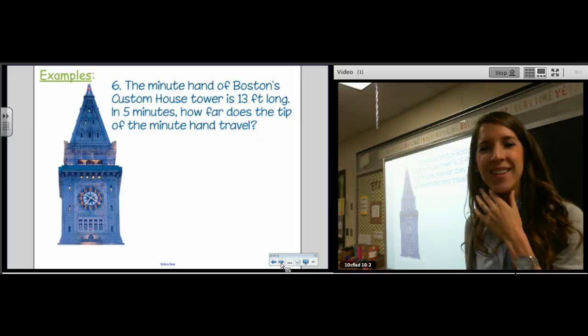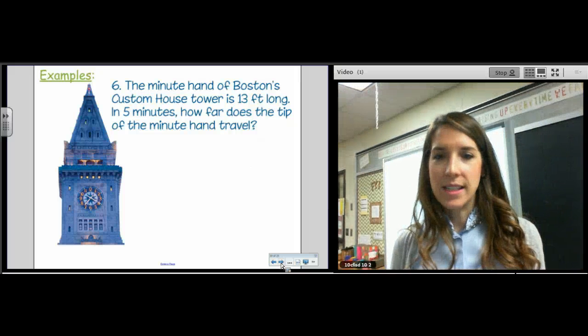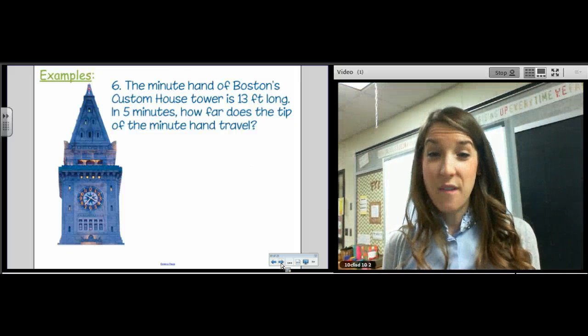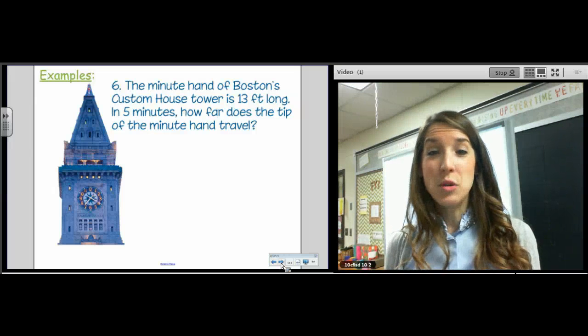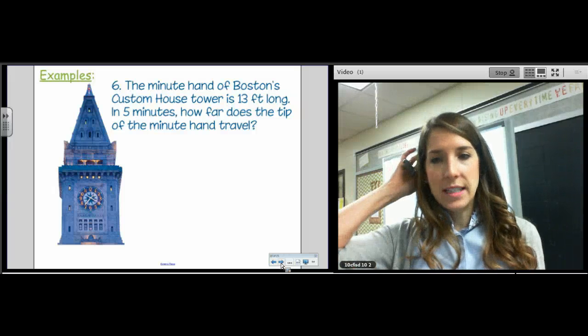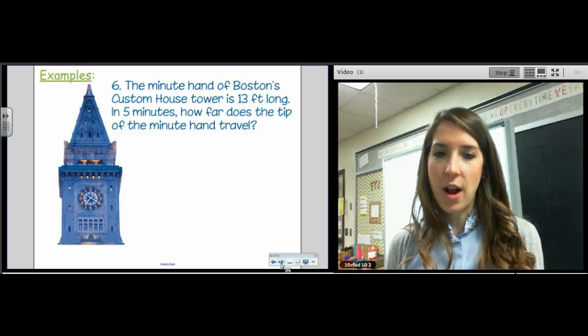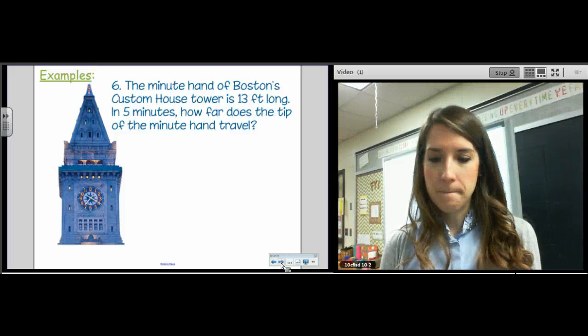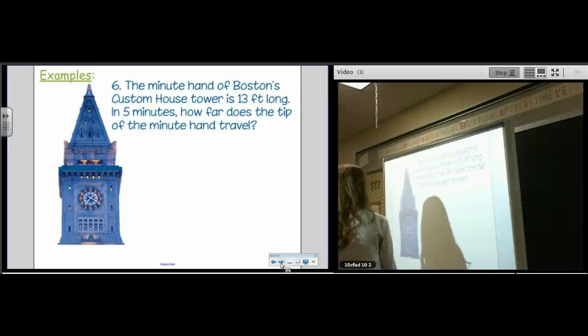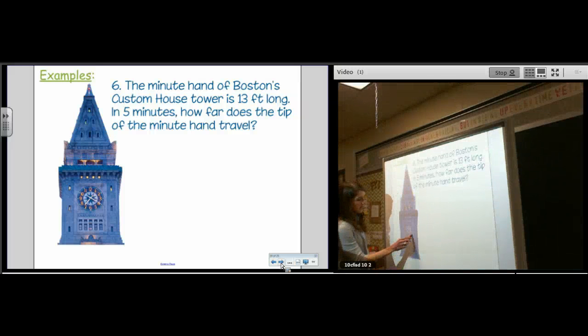Adriana. All right, the minute hand of Boston's Custom House Tower is 13 feet long. That's a huge minute hand. In 5 minutes, how far does the tip of the minute hand travel? So in 5 minutes, how far does it travel? A minute hand travels from here to here in 5 minutes.